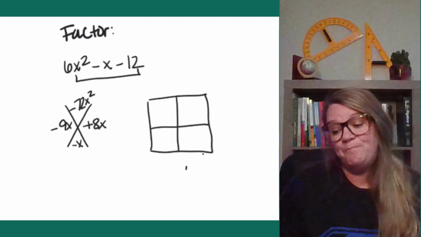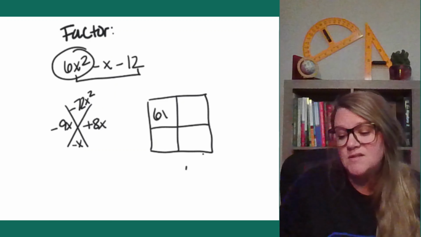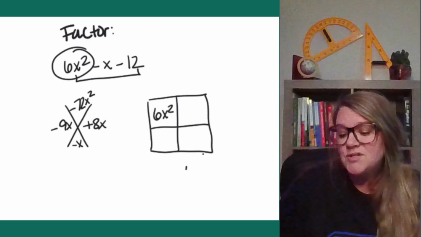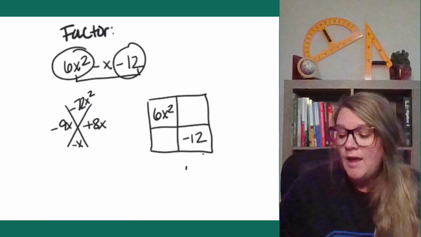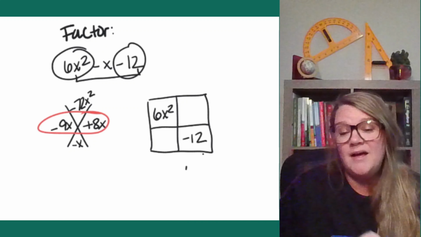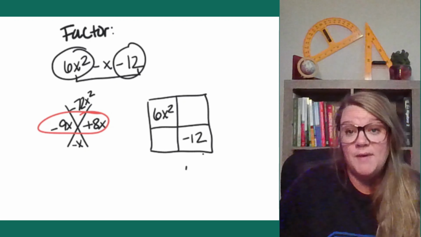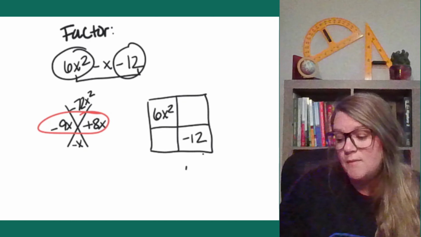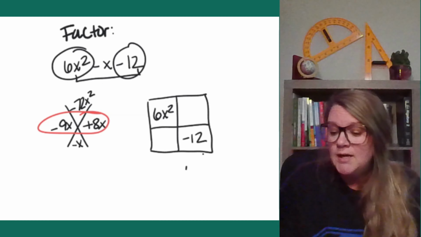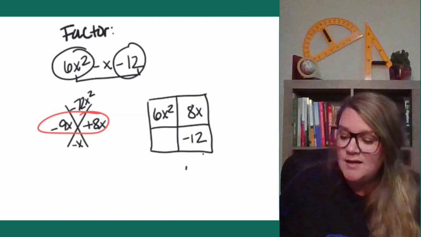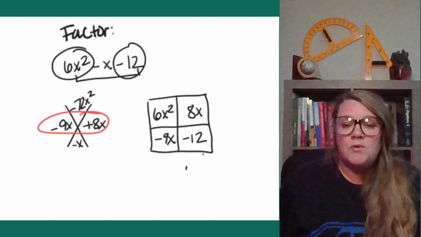In the box, our first term in our original is going to go in the top left, 6x squared. My last term is going to go in the bottom right box, negative 12. And these two that we found in our X, those are the two that we had to fill out. Those are going to go into the remaining boxes. And you can put them where you want them. Eventually, you're going to see what happens with them, so you want to be a little bit strategic about it. I'm going to put the 8 right here, 8x, and the negative 9x right here.